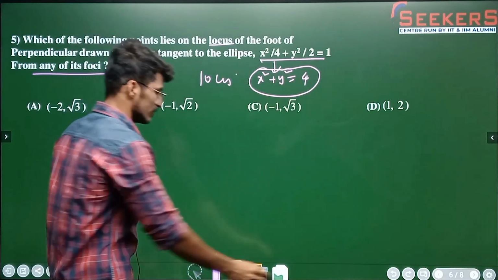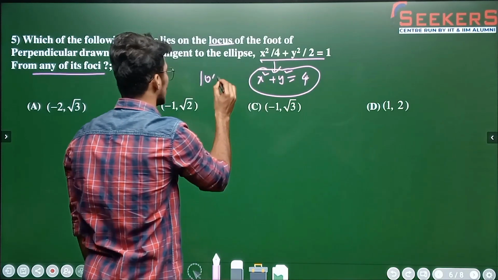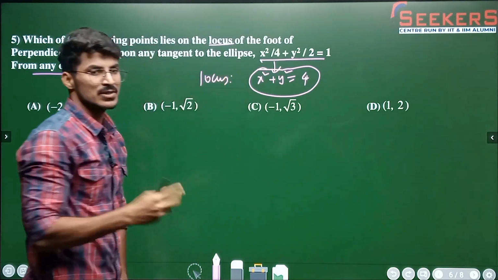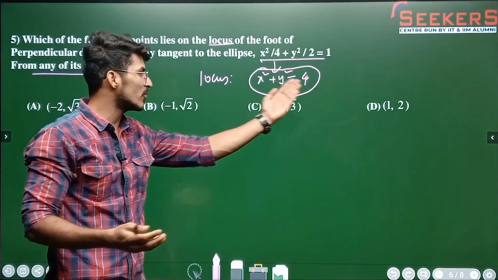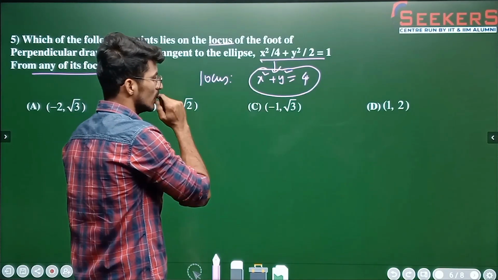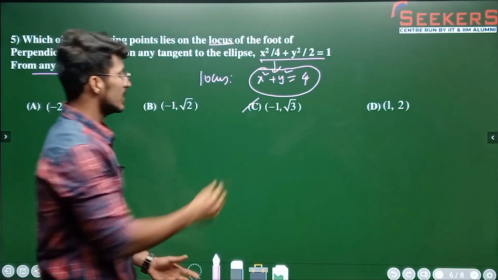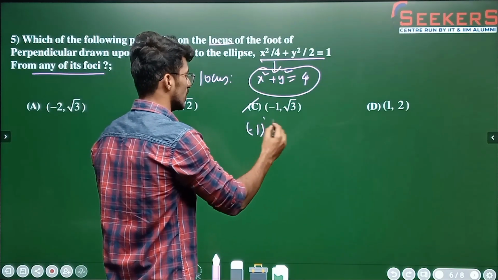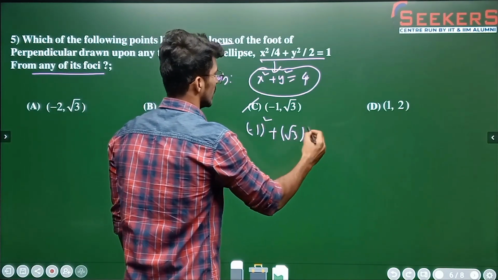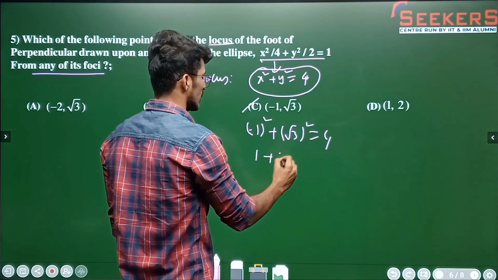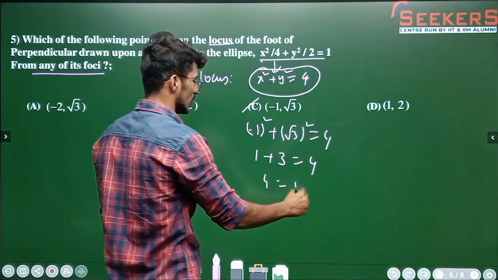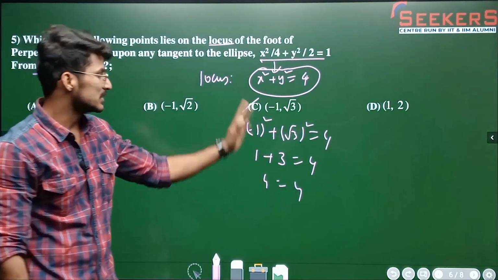So what is the locus here? Auxiliary circle. The auxiliary circle's equation is x square plus y square is equal to a square. So now which of the following points would be lying on it? Option C is correct. Check whether option C is matching or not. Let us substitute: minus 1 whole square plus root 3 whole square is equal to 4. Yes, 1 plus 3 is equal to 4. So 4 is equal to 4. So option C is matching. Option C is the right answer.